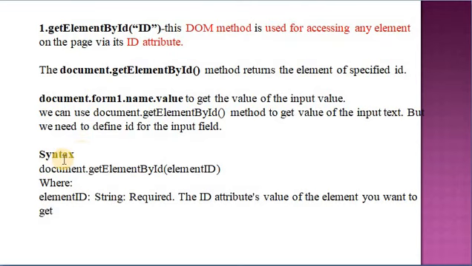The syntax of the getElementById is document.getElementById. Here in the parenthesis, element ID is the parameter. Here element ID is a string, which is a required parameter, and it is the ID attribute value of the element you want to get.